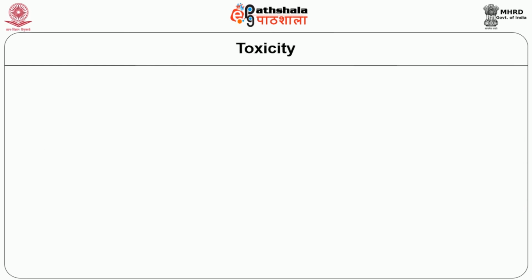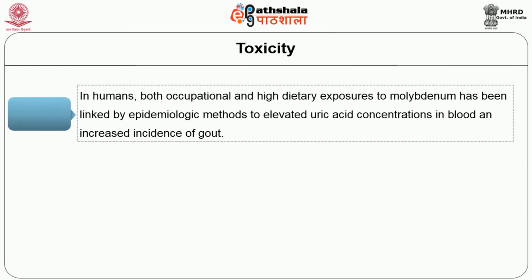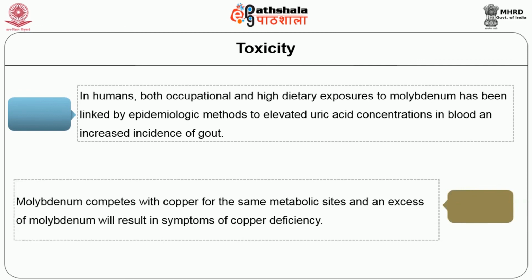Toxicity of molybdenum. In humans, both occupational and high dietary exposures to molybdenum have been linked by epidemiologic methods to elevated uric acid concentration in blood and increased incidence of gout. Molybdenum competes with copper for the same metabolic sites, and an excess of molybdenum will result in symptoms of copper deficiency.